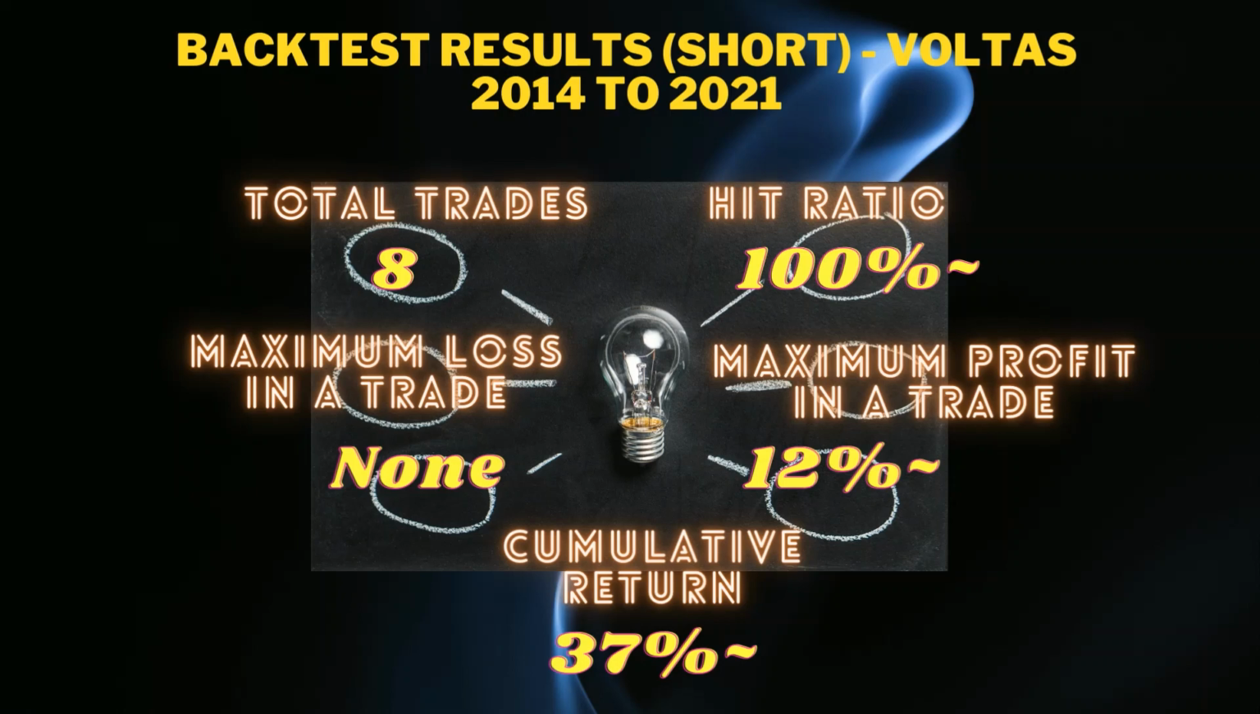And hence, the maximum loss in a trade here is not applicable. The maximum profit in a trade was 12%. It's the same example that I showed you a while ago on the chart. And the cumulative return was 37% approximately. So this is something we can track in the future. The data is too less for us to be very confident, but certainly something for us to look for when VOLTAS signals weakness.